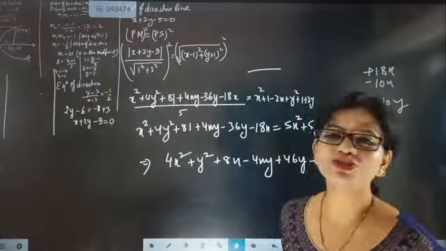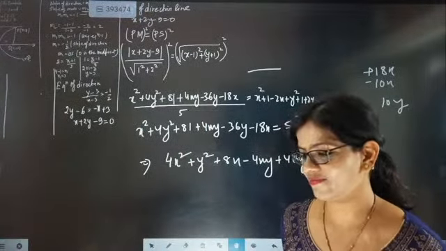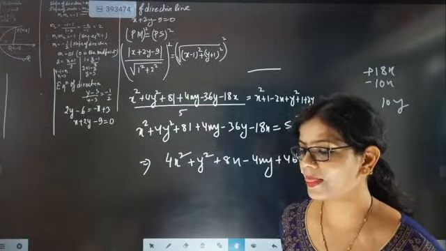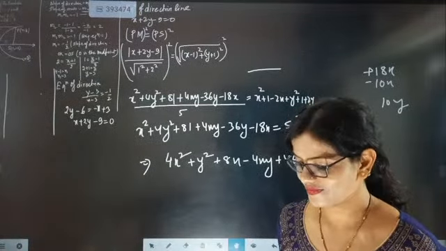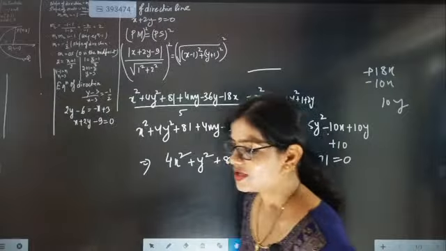Down is 5. It is not 10. Check one time. Down is 5, it is not 10. Understood, Gautam? Super. So now look here.